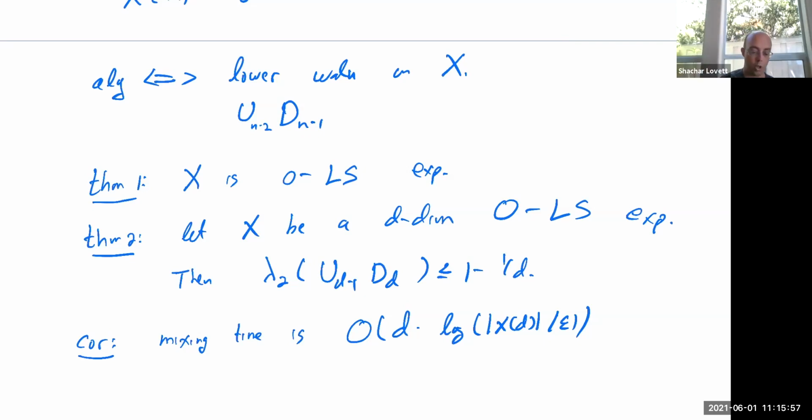And so the crucial property here that we used last time was this zero local spectral expansion. Okay. So this is a recap of what we've seen last time. So any questions on that before I move to the next material?